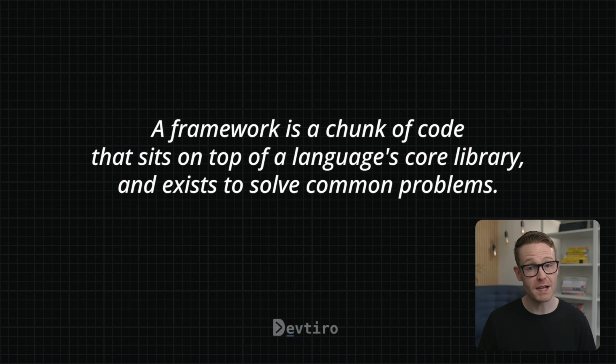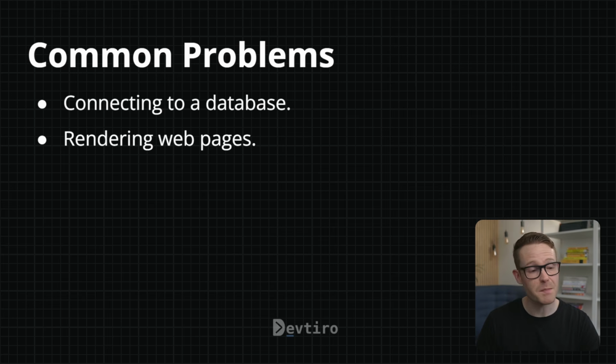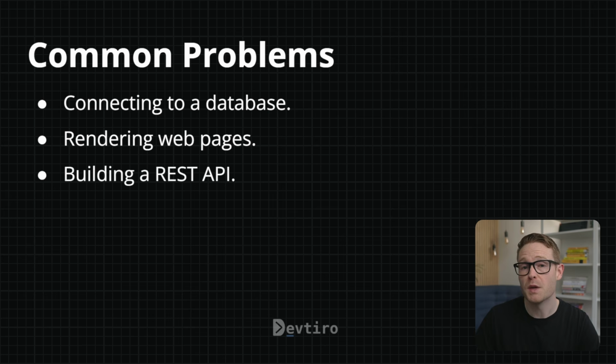Spring Boot is a popular framework for building Java applications. But what does that mean? Well, I like to think of a framework like this. It's a chunk of code that sits on top of a language's core library and exists to solve common problems. Common problems can be things like connecting to a database or rendering web pages, building a REST API, among other things. Spring Boot is popular for a reason. It excels at solving all of these problems, but it doesn't deserve all the credit. Let me introduce you to Spring Framework.